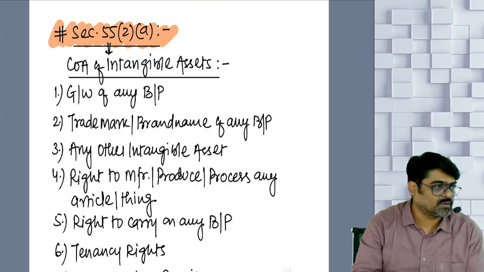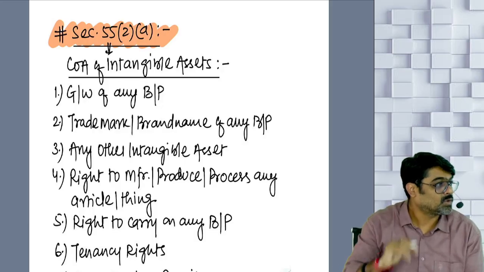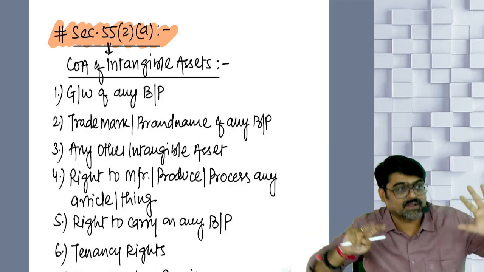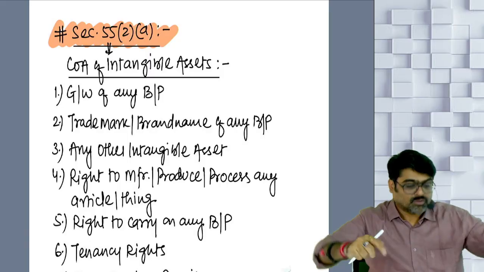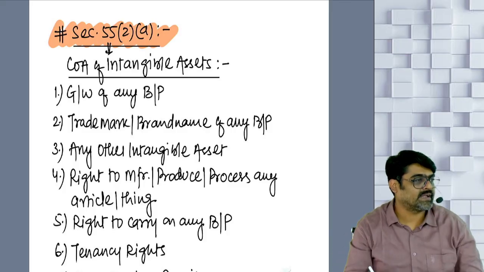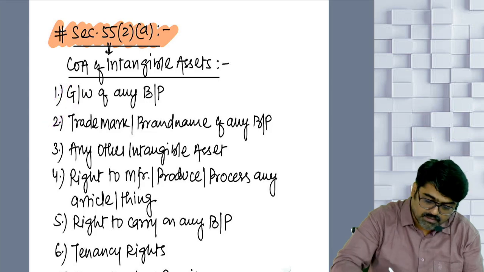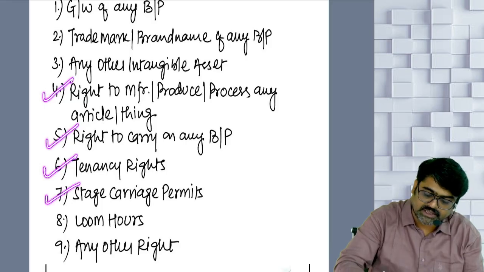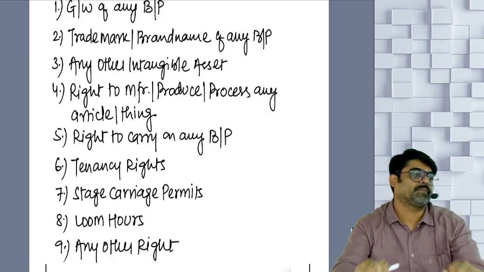And because of that, now this section talks about all intangibles. 2 years back, this section was talking only about 7 intangible assets. 7 specified intangible assets. So in this section we used to check only for 7 specified intangibles. Those were goodwill, trademark or brand name, then right to manufacture, right to carry on any business or profession, tenancy right, stage carriage permit and loomers. Only these 7 assets were covered 2 years back.